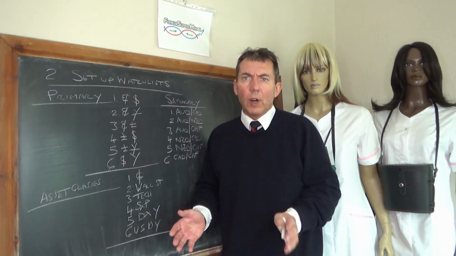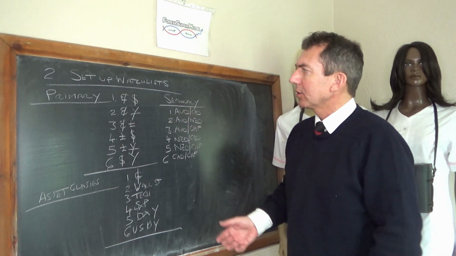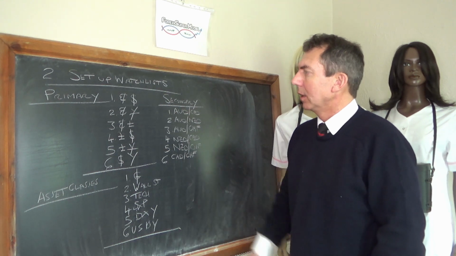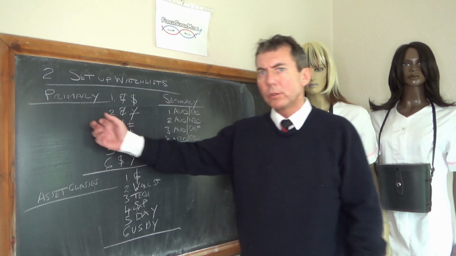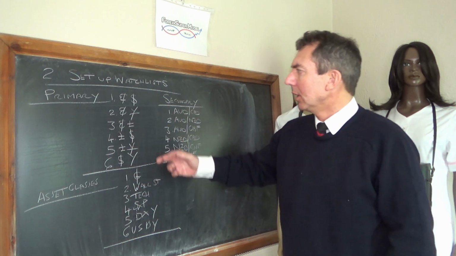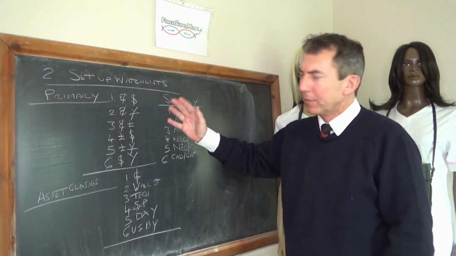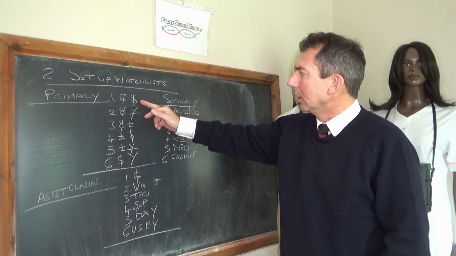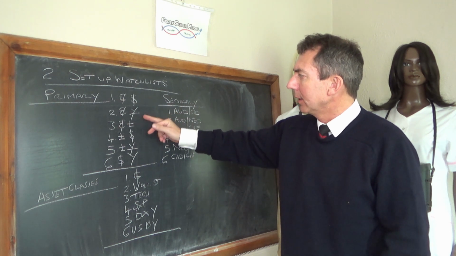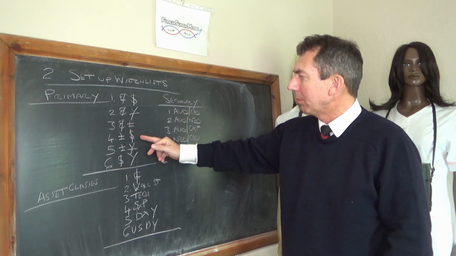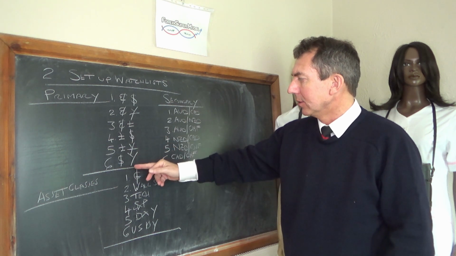So don't go away. Right, we're back. The next phase is to set up some watch lists. You need a primary watch list, which is for the majors, and you need to set it up in this order. Number 1, euro dollar, 2 euro yen, 3 euro pound, 4 pound dollar, 5 pound yen and 6 dollar yen.